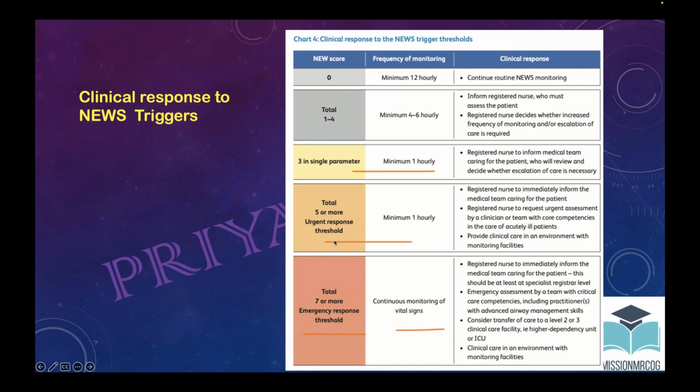More than 5, urgent response; more than 7, continuous monitoring. So only remember this much for your exams. So a total of 5 is urgent response with 1 hourly monitoring, more than 7 is emergency response with continuous monitoring.